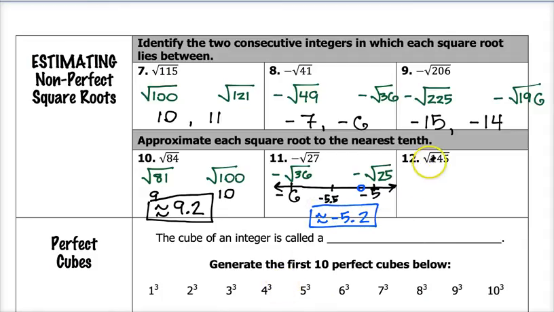Finally, we have the square root of 145. Okay, well, 145 is between the square root of 144 and the square root of 169. So it's somewhere between 12 and 13. 145 is awfully close to 144, so it makes sense that we'd say the square root of 145 is approximately 12.1.